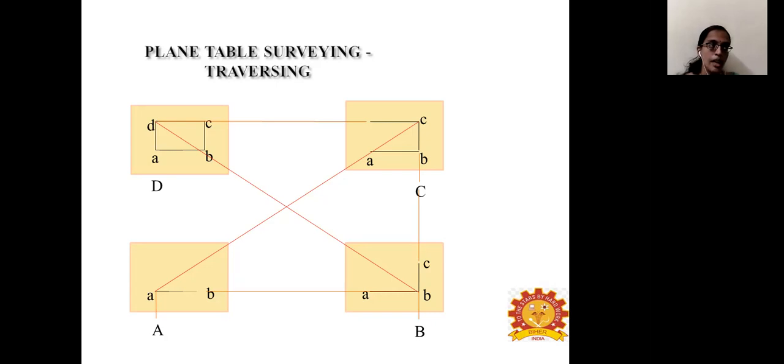And then fore bearing. Fore bearing is the bearing measured in the direction in which the surveying is performed. If it is in the opposite direction, that is known as back bearing. So these are all the points that we have discussed.